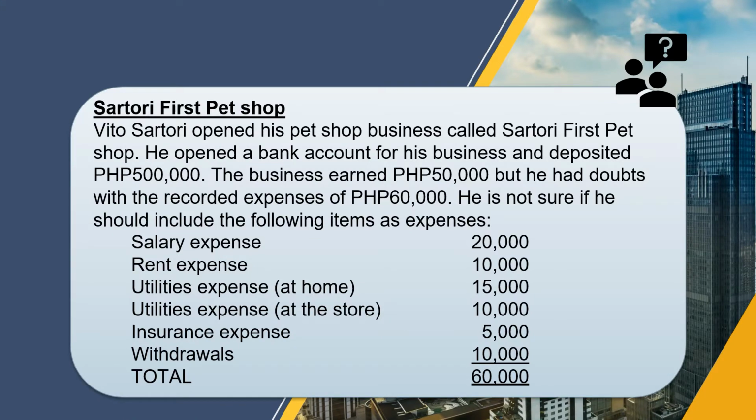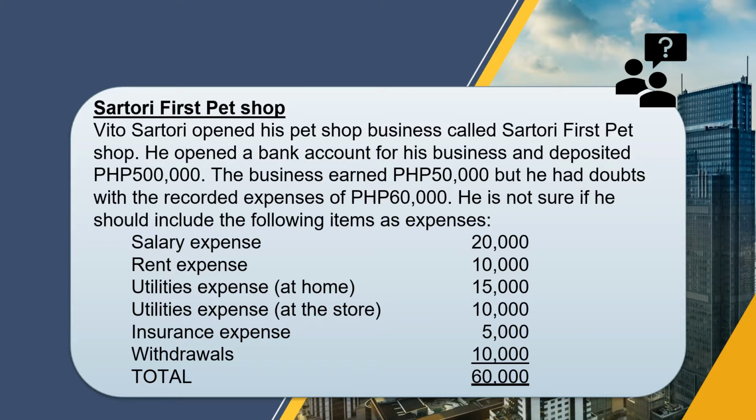Before we start our normal discussion, I have here a situation wherein Vito Sartori opened his first pet shop, Sartori First Pet Shop. He opened a bank account for his business and deposited 500,000. The business earned 50,000, but he had doubts about the recorded expenses of 60,000. He is not sure if he should include the following items as expenses: salary expense of 20,000, rent expense of 10,000, utilities expense at home of 15,000, utilities expense at the store 10,000, insurance expense 5,000, and withdrawals of 10,000. That's a total of 60,000.